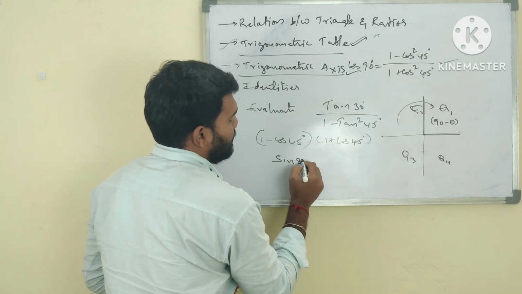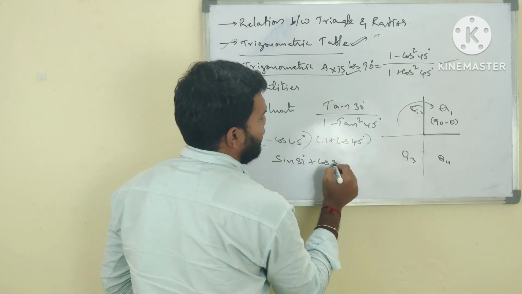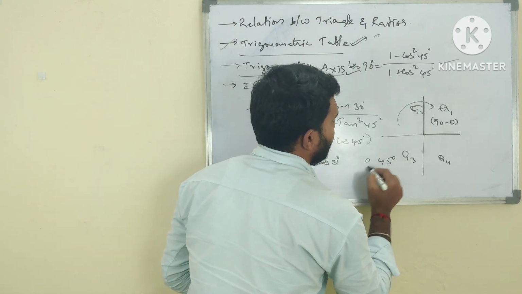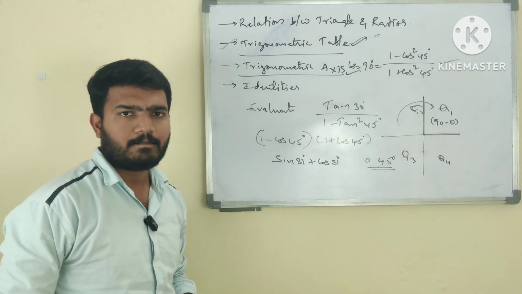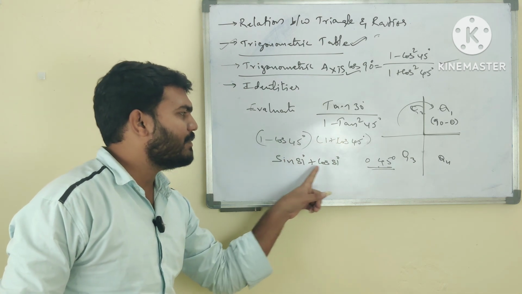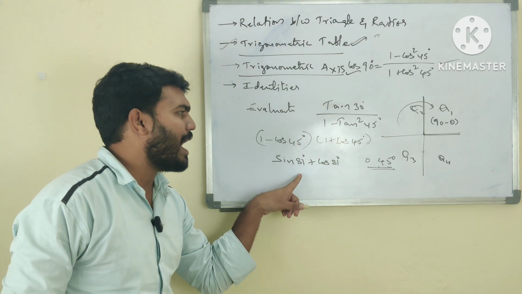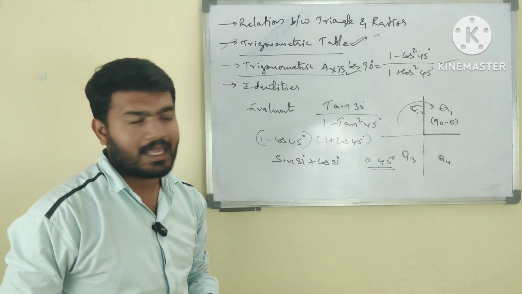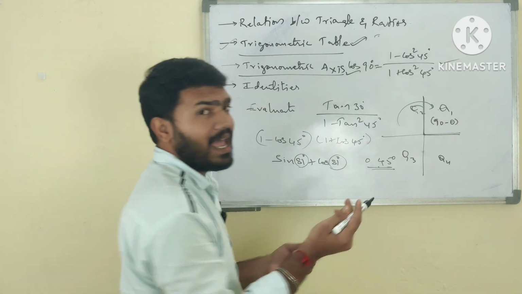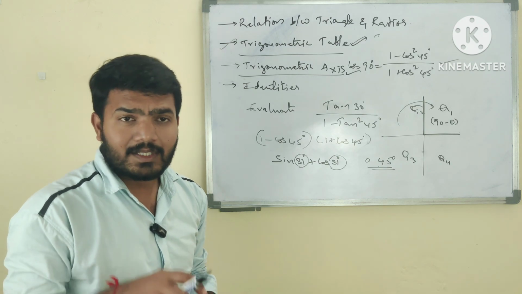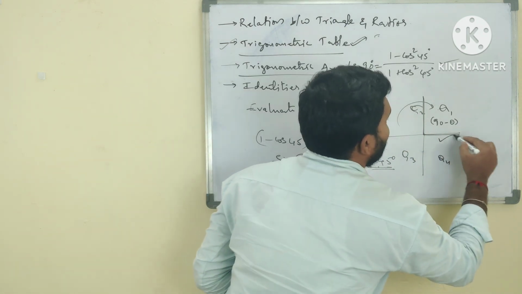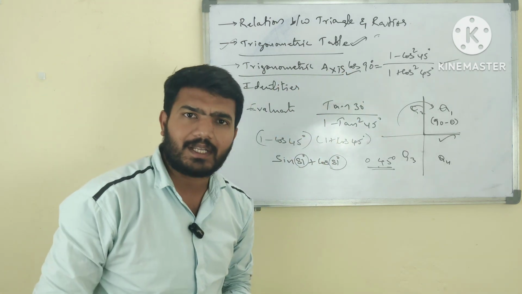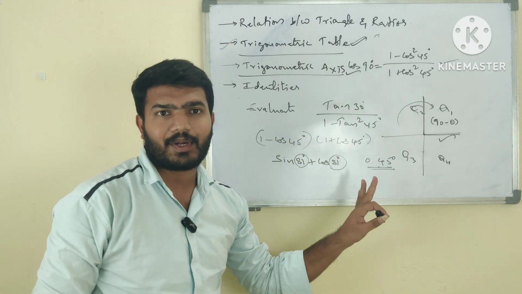Express sin 81 degrees plus cos 81 degrees in terms of 0 to 45 degrees. So ఇక్కడ ఉన్న angles 81 degrees ని we have to express those angles in terms of 0 to 45 degrees by using the axis, because for 81 degrees we don't have any value in trigonometric table. So what we have to do, we have to use the concept of axis to convert the given angles in terms of 0 to 45 degrees. This is the first important question.